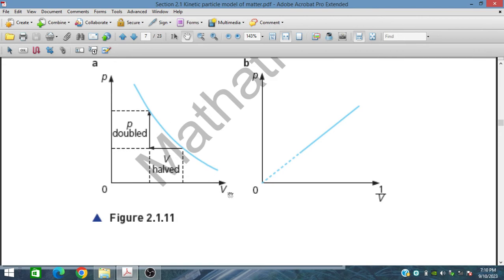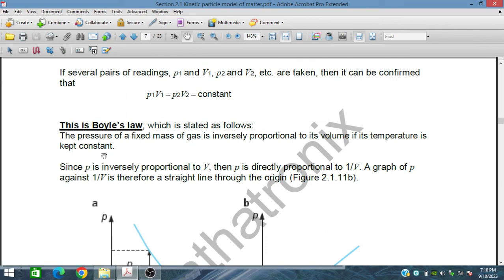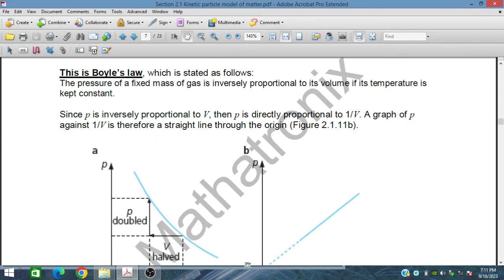This is the same data. This graph has been plotted on the same data, but here we have the volume, and here we have the inverse of volume, 1 over V. If P is inversely proportional to V, then P is directly proportional to 1 over V. A graph of P against 1 over V is therefore a straight line. This line.